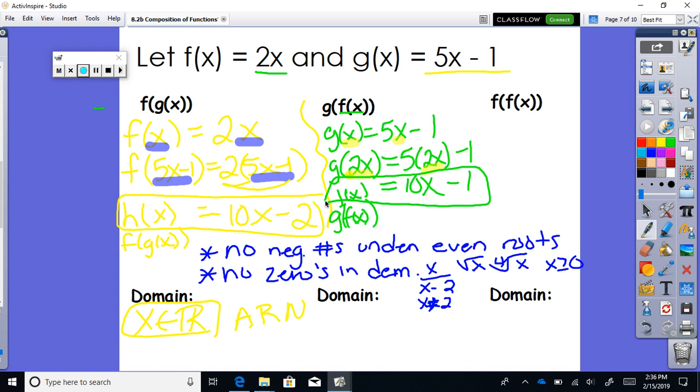And notice how when we did f composed with g of x and g composed with f of x, they're not equal. One was 10x minus 2 and one was 10x minus 1. So they're not equal when you do them in reverse. The domain for this second one is all real numbers again. Remember your restrictions. There are no even roots, no square roots, no fourth roots, so I don't have to worry about negatives under the square roots. And I don't have any fractions, so I don't have to worry about zeros in the denominator. So it's all real numbers.